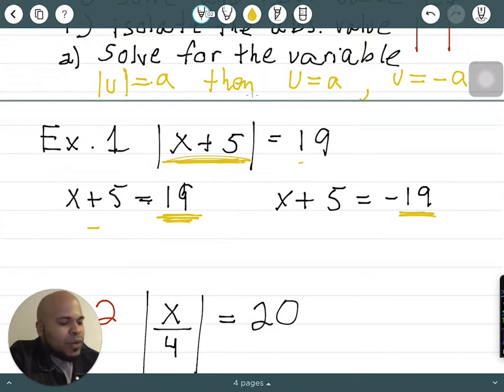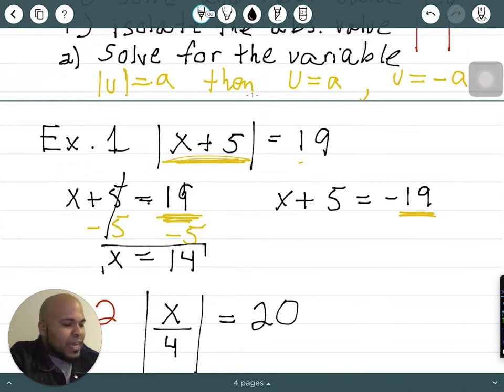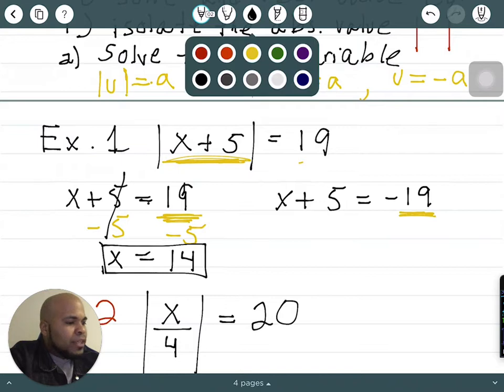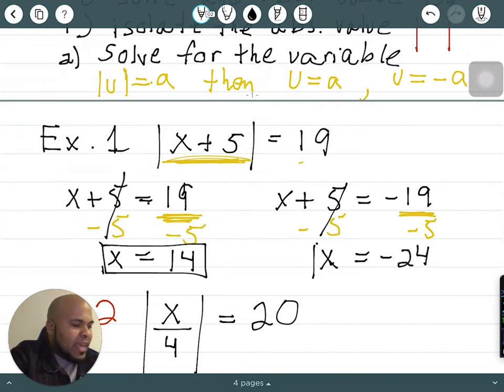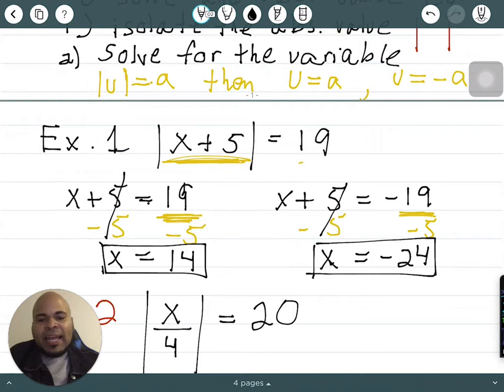And now I do what I learned when I was solving one-step equations. I use inverse operations because x is being added by 5. I'm going to subtract 5 from both sides. And that gives me that 19 minus 5 is 14. So that's my first answer, okay? And over here, x is being added by 5, so I'm going to subtract 5 on both sides. And now I get that negative 19 minus 5 will be negative 24. And those are my two answers that I get from solving the absolute value.